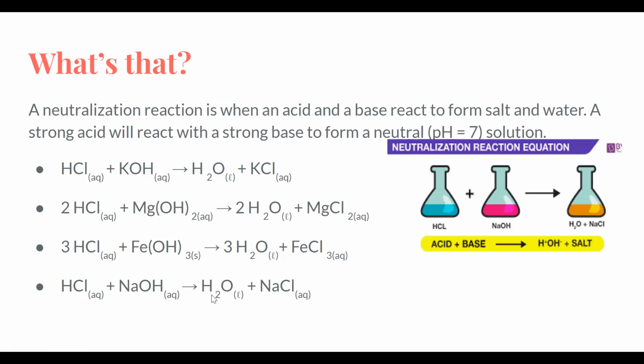In a CXC question, they won't really give you this. They would give you more of a worded statement, but this is basically what they're asking you. You can see it here. This is a common one: HCl plus NaOH gives you table salt, sodium chloride, and water.